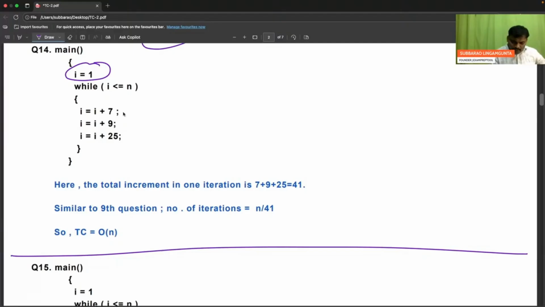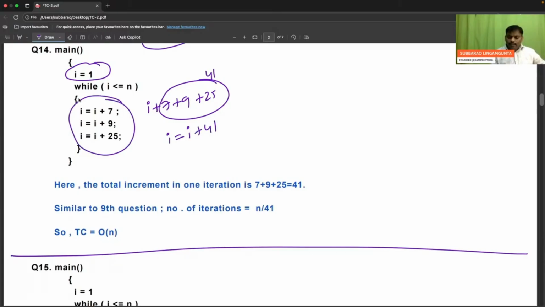Let's check. First you did I plus 7, then plus 9, then plus 25. Overall, 7 plus 9 is 16, 16 plus 25 is 41. This total is 41. The meaning of this line is I is equal to I plus 41.